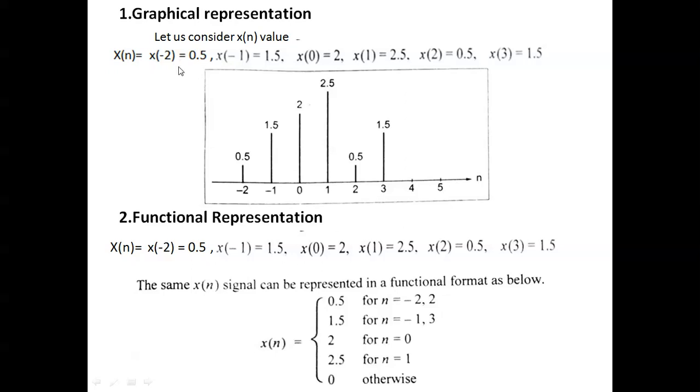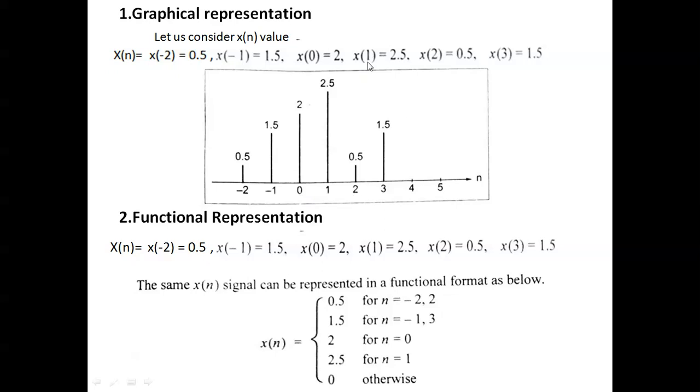These are the values: x of n is equal to x of minus 2 is 0.5, x of minus 1 is 1.5, x of 0 is 2, and x of 1 is 2.5. So this is the value they have given. How will we represent it graphically? Here n is nothing but the time index, and the origin is 0. On the left side we put minus 1, minus 2, and on the right side of 0 we put 1, 2, 3, 4, 5.